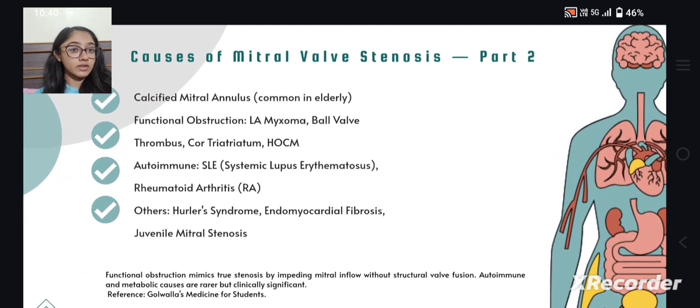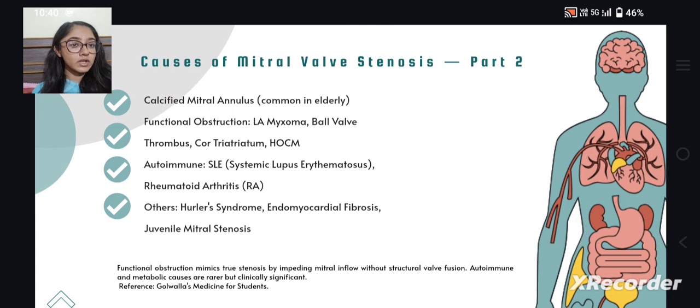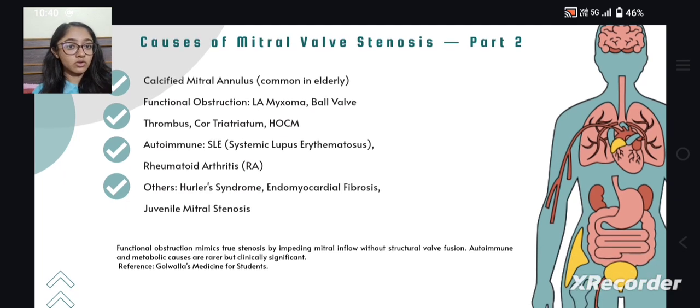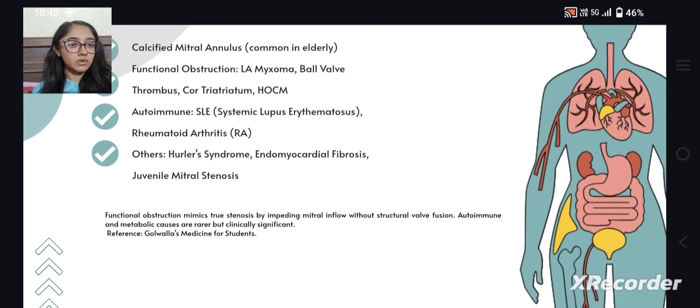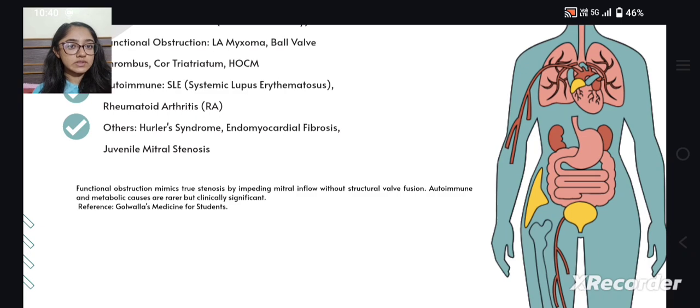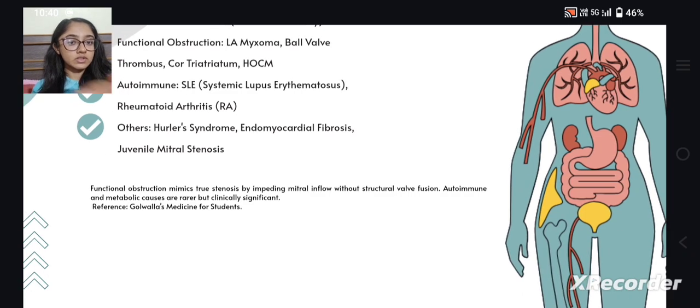Calcified mitral annulus, commonly in the elderly. Functional obstruction could be ball valve thrombus. Autoimmune disorders will be SLE and RA. Others are Hurler syndrome, endomyocardial fibrosis, then juvenile mitral stenosis.